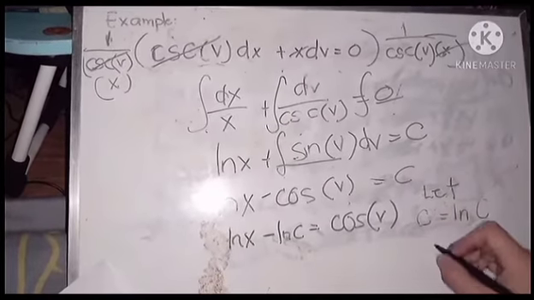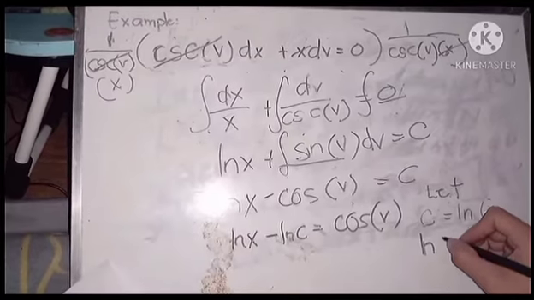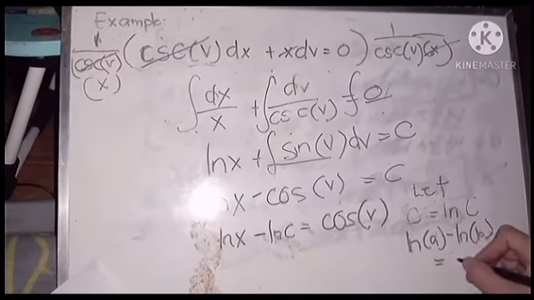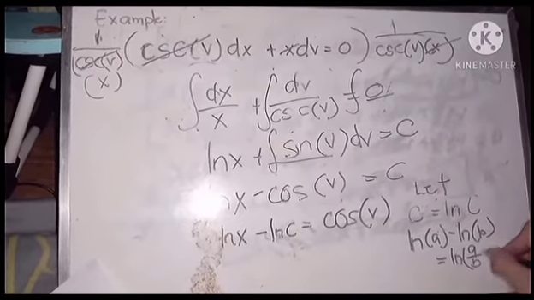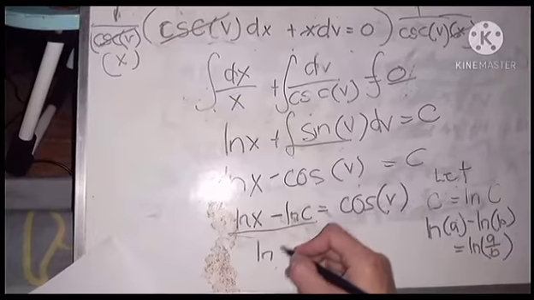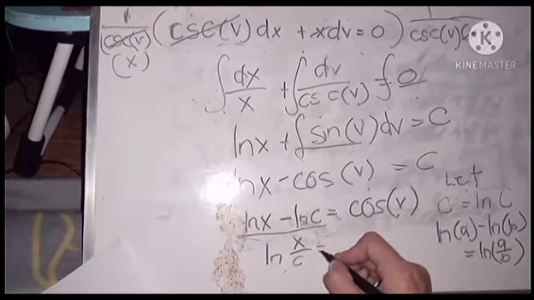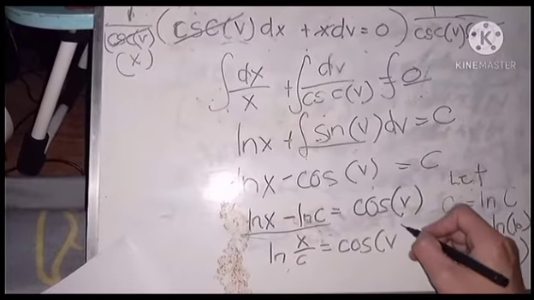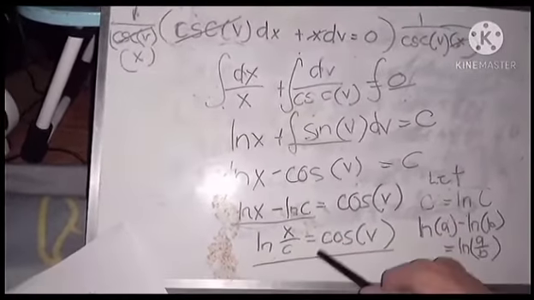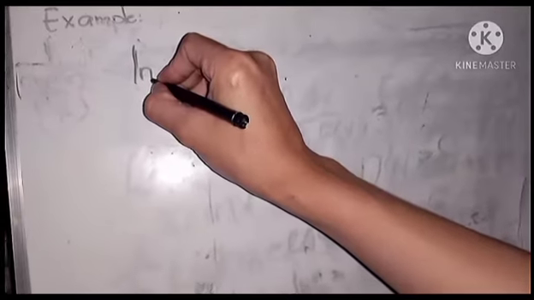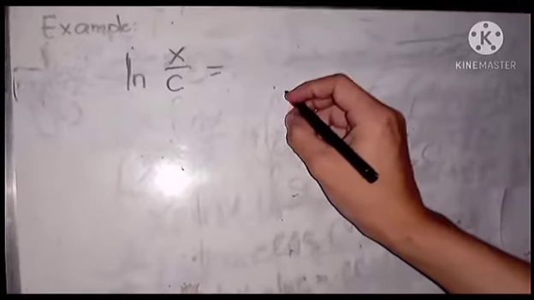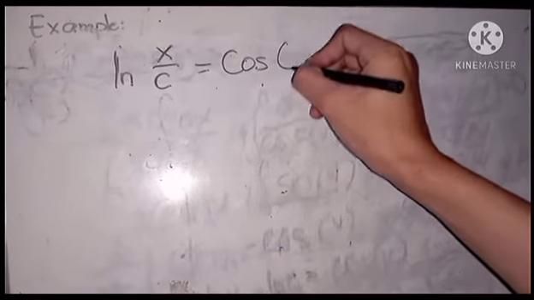we need to let again, so let ln b is equal to ln a over b. Therefore, these two values here will become ln x over c is equal to cosine b. So we have this. This is still not the final answer. So we need to rewrite our equation. We have ln x over c equals cosine b.